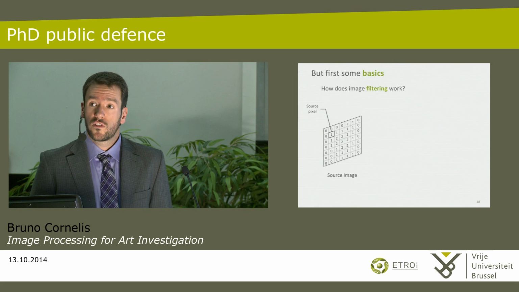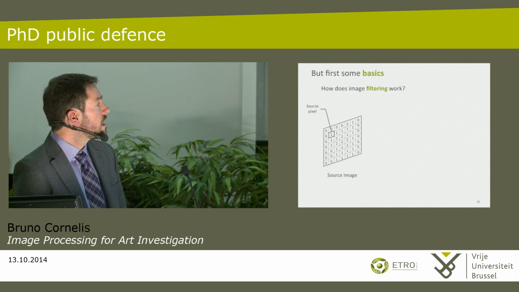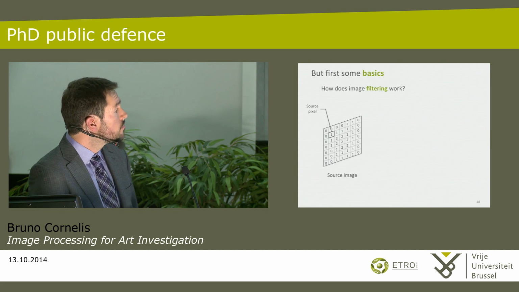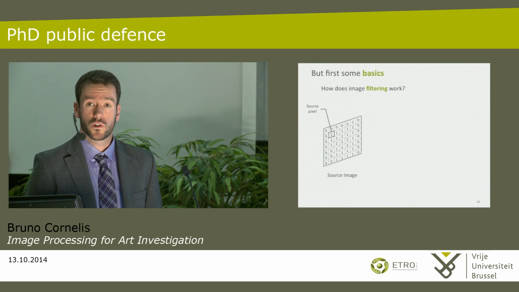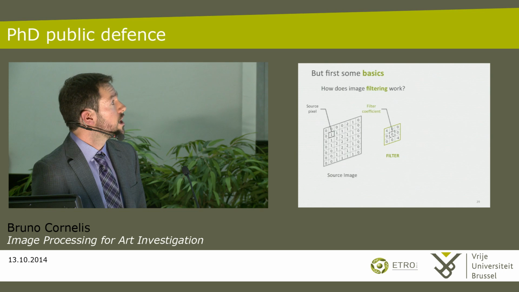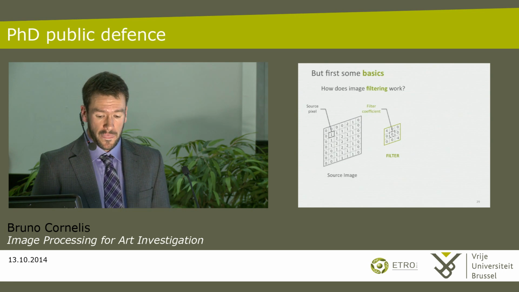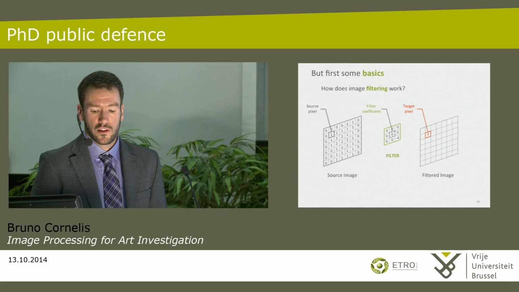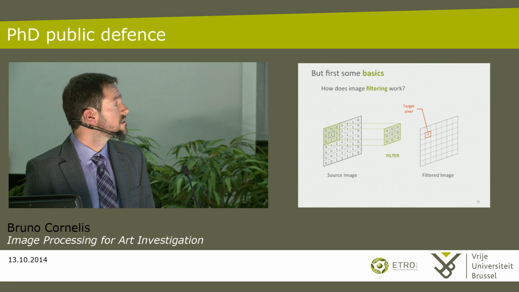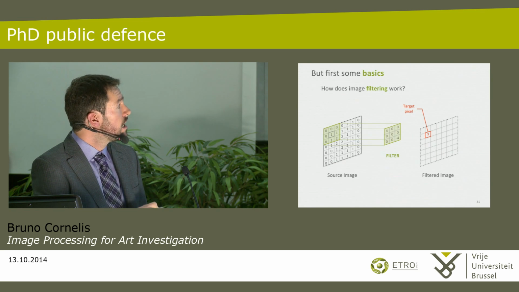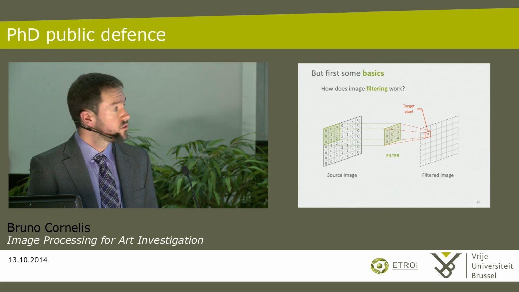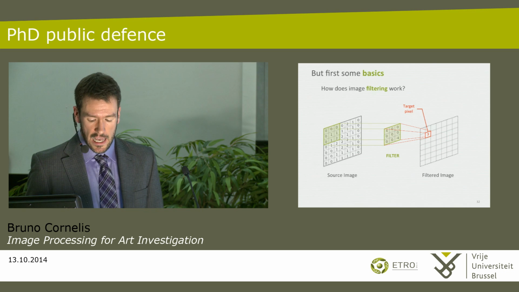So how does image filtering work? Well, like I said, an image is nothing more than a grid or a matrix of numbers, where each element in the source image is called a source pixel. A filter is also a matrix of numbers, where each element is called a filter coefficient. And in our filtered image, every pixel is called a target pixel. So how does this filter work? Well, it acts on the same size as its own size in the source image, and it determines the value of this target pixel in our filtered image as follows.